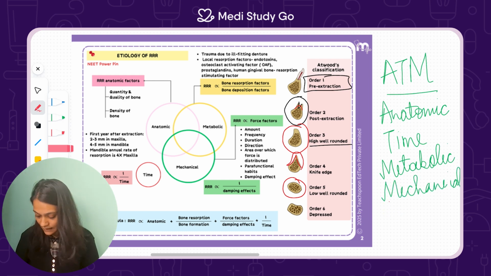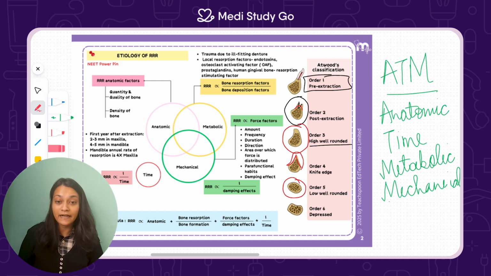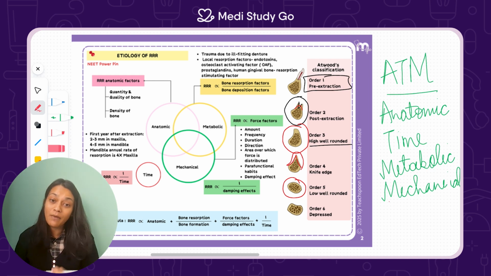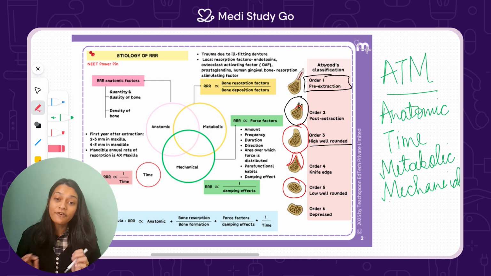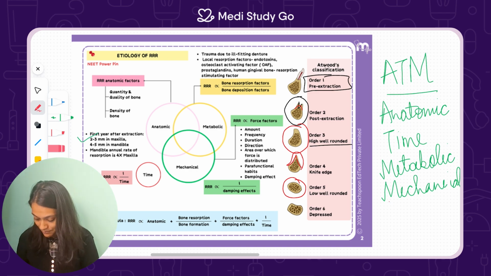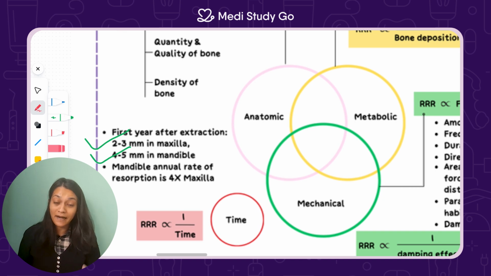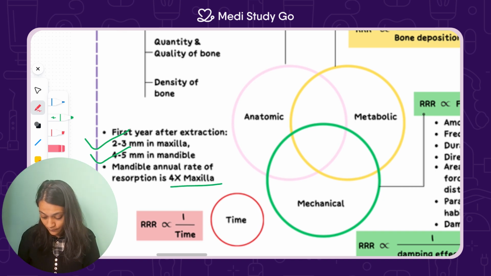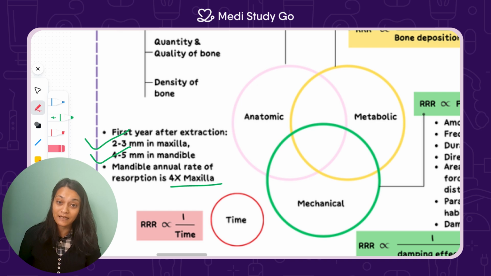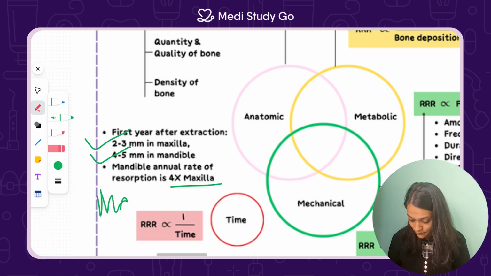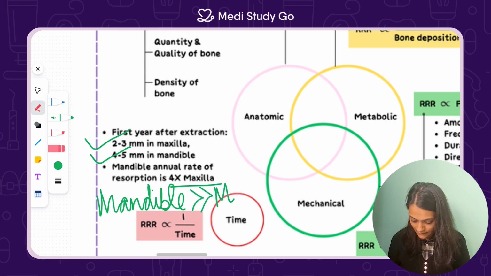Let's discuss the anatomic factor. The anatomic factor will depend on the quantity and the quality of bone that is present, at the same time how dense the bone is. Now the first year after extraction will show the highest amount of resorption. It is around 2 to 3 mm in maxilla, while it is 4 to 5 mm in mandible. And later on, mandible is almost going to show around 4 times that of maxilla. So the rate of resorption of mandible is greater than that of maxilla.